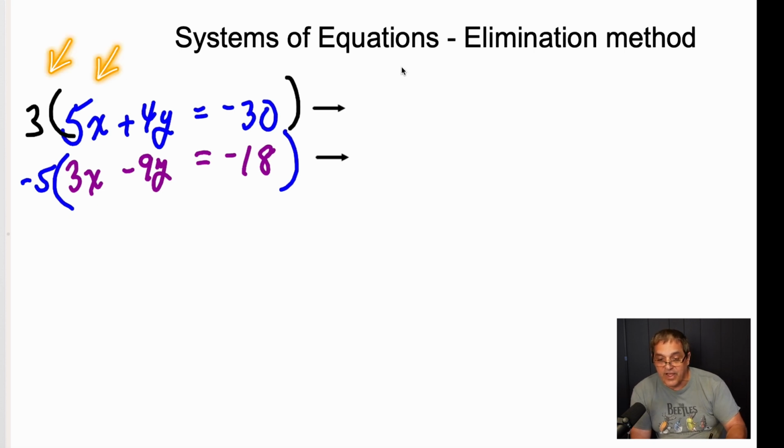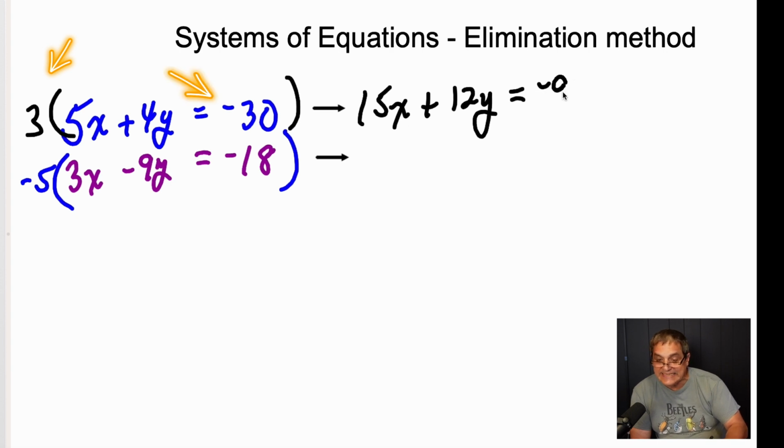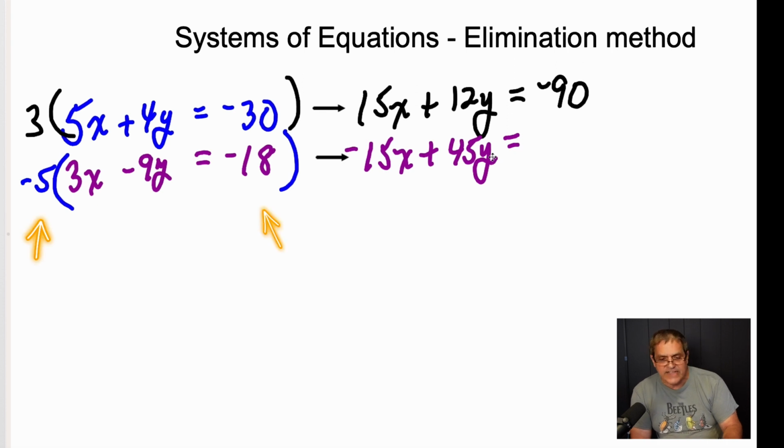So 3 times 5x is 15x. 3 times positive 4y is positive 12y. Okay? 3 times negative 30 is negative 90. Now I do the bottom one. Negative 5 times 3x is negative 15x. Negative 5 times negative 9y is positive 45y. And negative 5 times negative 18 is positive 90.